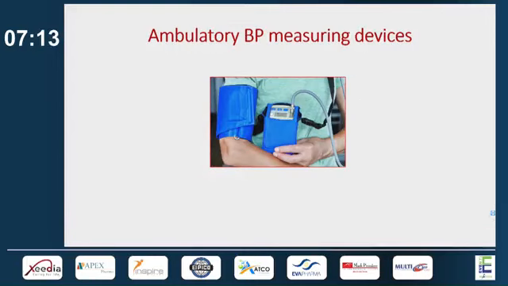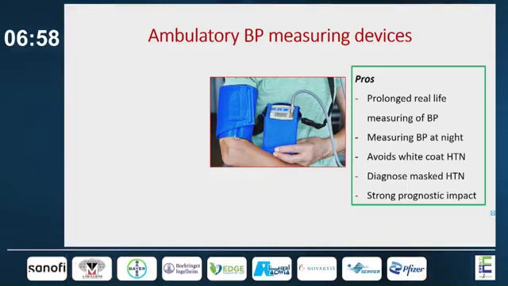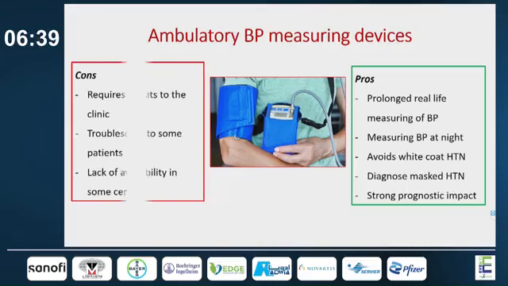A subset of the oscillometric device is the ambulatory blood pressure measuring device. It carries the advantages of the oscillometric device. In addition, it measures blood pressure over 24 hours, so it gives an idea about a prolonged real-time measurement of blood pressure. It measures blood pressure at night, and you all know that nocturnal blood pressure has been linked to cardiovascular outcomes, so it's important. It avoids white coat hypertension and can diagnose masked hypertension. In addition, different studies showed a strong prognostic impact of blood pressure measurements by ambulatory devices.